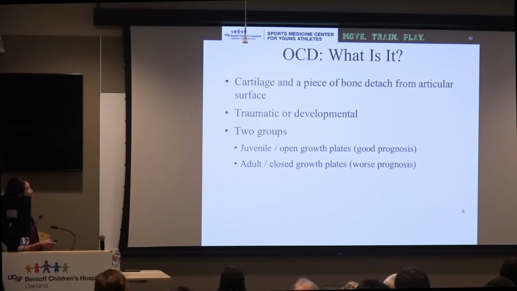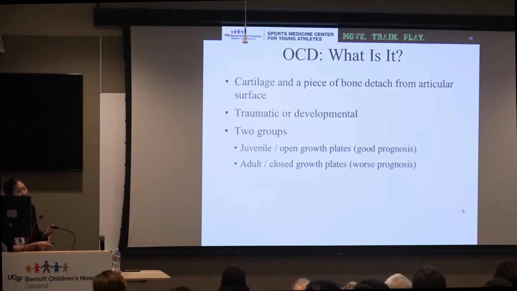But cartilage and a piece of bone detached from the articular surface. It can be traumatic or developmental. So keep that in mind. People can say, I never had an injury. How did I get this? But if they were very active at a young age, and as a form of like AVN almost, that's developmental. And we never x-rayed them because they didn't really ever hurt.